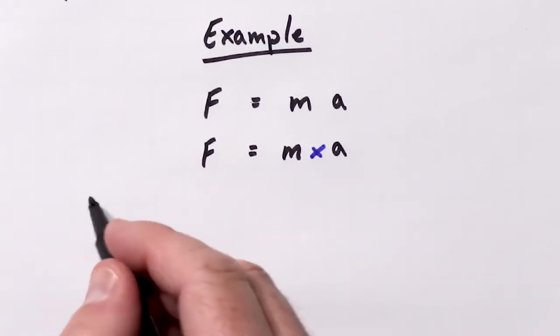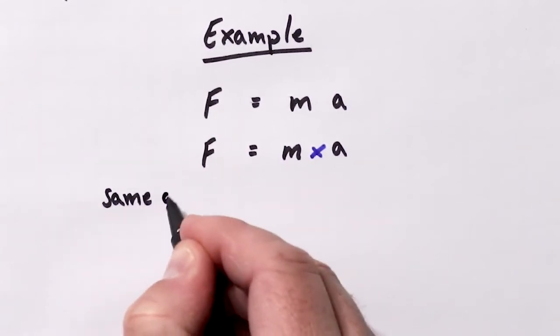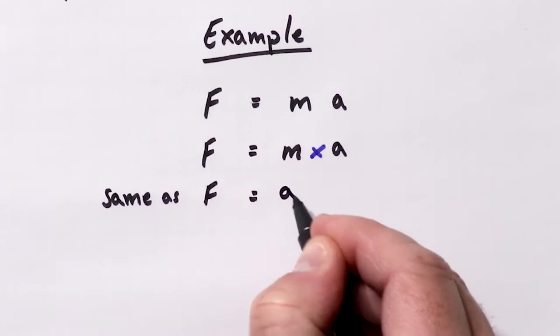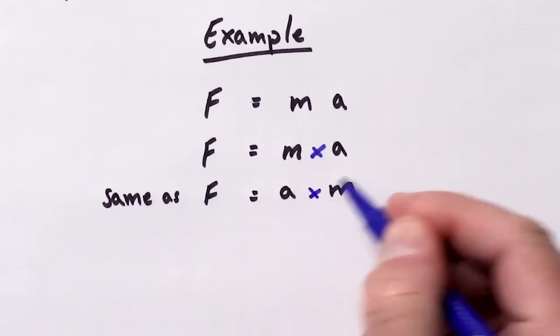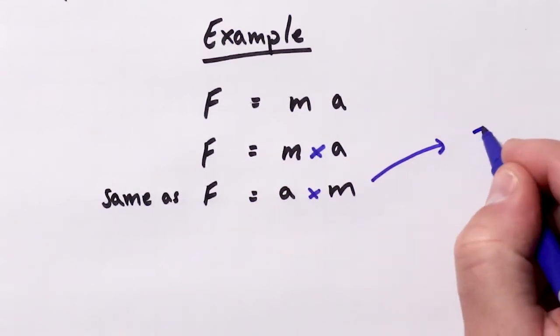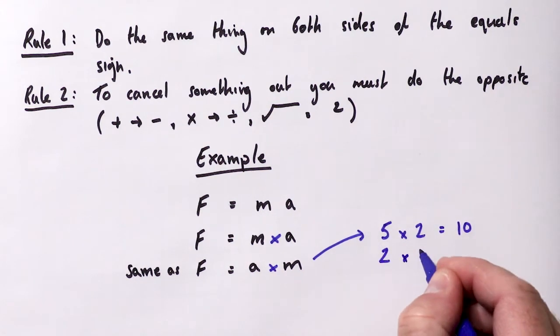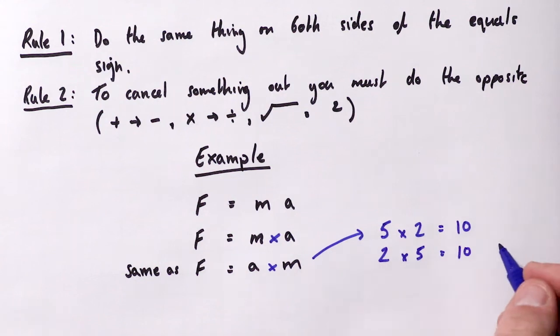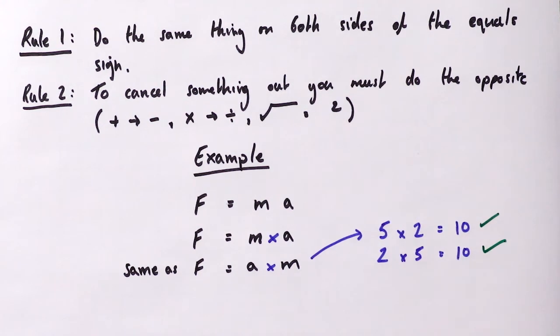So you can write this in a number of ways. For instance, force equals mass times acceleration is the same as force equals acceleration times mass. All I've done is swap those around, and that's fine to do. For instance, I can swap these numbers around because you know that 5 times 2 equals 10. You also know that 2 times 5 equals 10. It doesn't matter which way round these two symbols go. They are both coming out with the same answer. So that explains just quickly why I can swap that round.